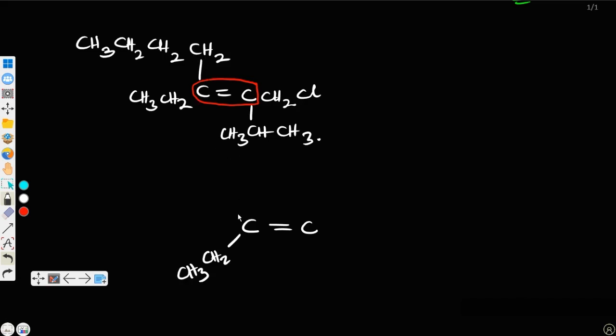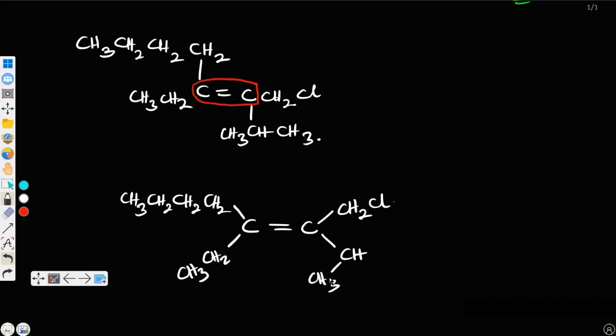Now to this other side, what do you have attached? You have it as CH2, CH2, CH2, and here is CH3. Then to this other side, what do you have? You have CH2, Cl. And to this one, what you have here is CH. Now this CH, what do you think is bonded to it at this side? You have CH3 bonded to it. True or false? Then this side, what do you have? Another CH3.